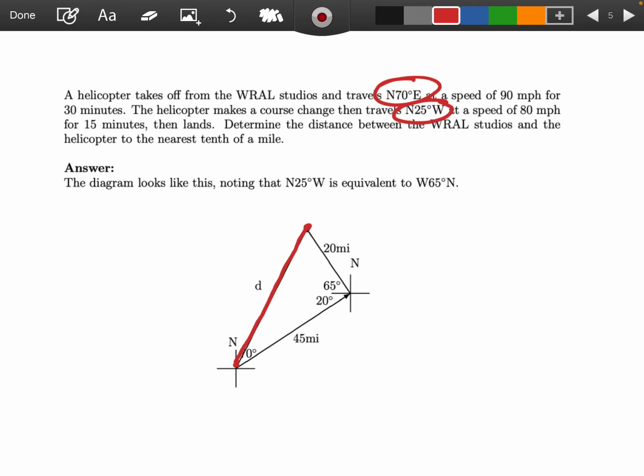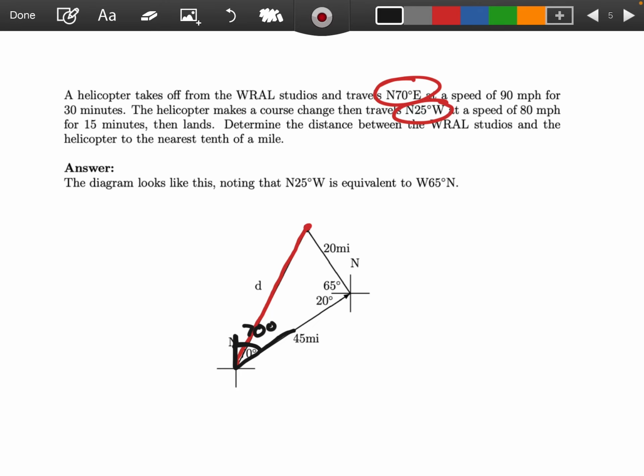That tells me that I am traveling at 70 degrees east of due north. Okay, so due north is here, and I've gone 70 degrees east of that. So I measure out 70 degrees to the right, which is what this is here. So this angle here is 70 degrees, okay?